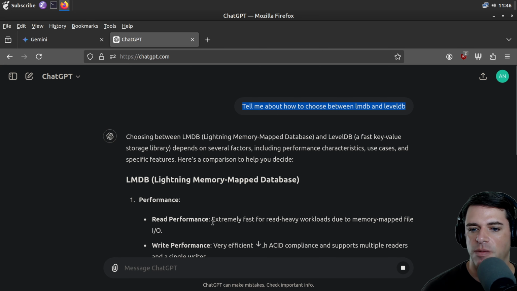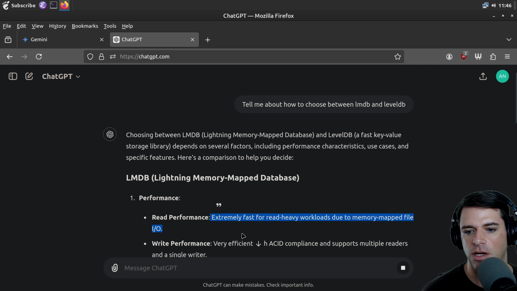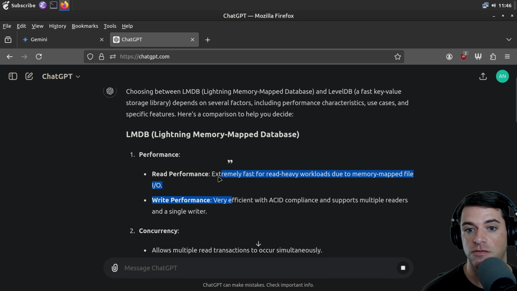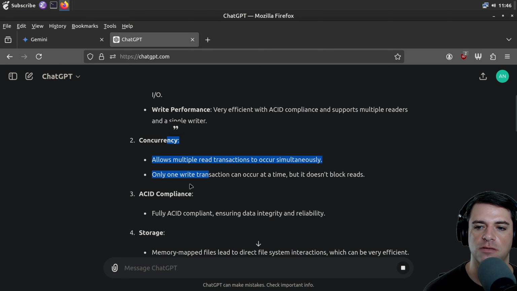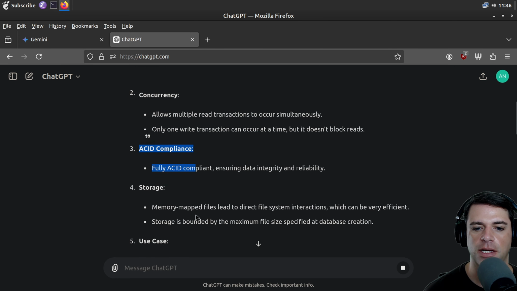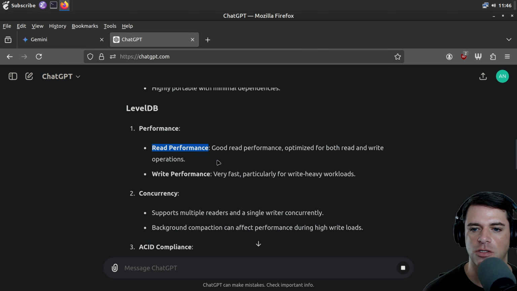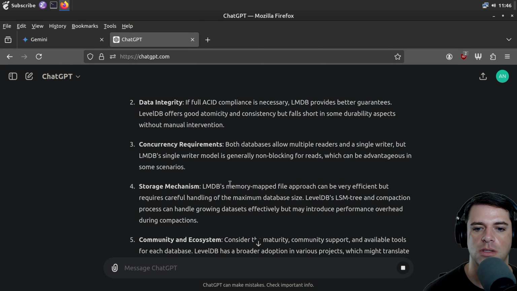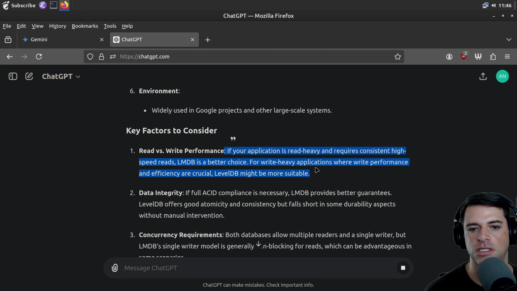So LMDB is extremely fast for read-heavy workloads. Due to memory mapped file I/O, write performance is very efficient. Concurrency allows multiple read transactions to occur simultaneously. Only one write transaction can occur. It's fully ACID compliant, etc., etc. LevelDB has good read performance and very fast write performance for write-heavy workloads. If your application is read-heavy and requires consistent high-speed reads, LMDB is a better choice.